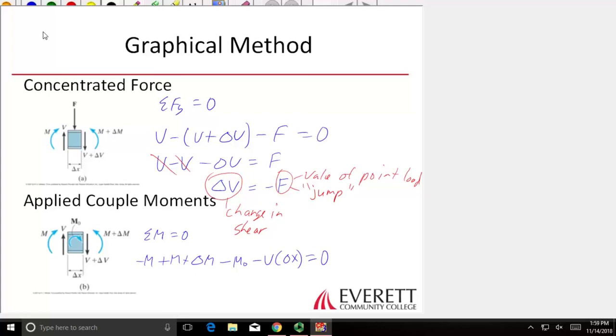The moments cancel out, and we get delta M is equal to the moment. Notice it's positive with a clockwise moment, plus shear times delta x, but we have the same thing as before. As delta x approaches 0, that term is going to disappear. And we end up with the change in moment is equal to the value of the couple moment.